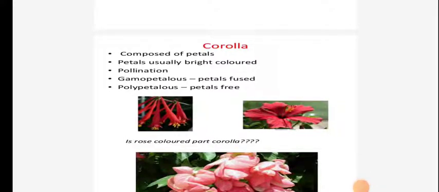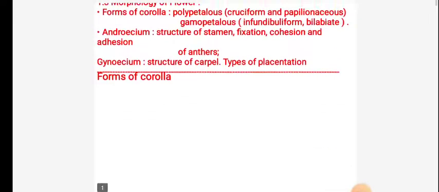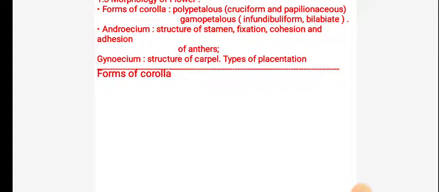Okay, good morning. So we have started the topic flower. In the first lecture, we have seen the types of flowers. Today we are observing the corolla. Forms of the corolla are generally polypetalous, in which we are observing the cruciform and papilionaceous corolla, and second, gamopetalous, that is fused petals. In polypetalous, petals are free. So there are two types, infundibuliform and the labiate corolla.